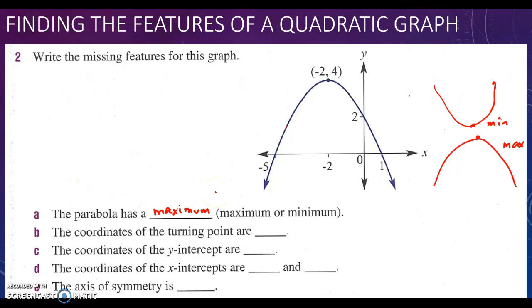Looking at part B, the coordinates of the turning point. Now the turning point is simply that, where the graph actually flips over from going up to going down. So our turning point is this one here. It's also known as the vertex or vertice. Thirdly, the coordinates of the y-intercept. Now the graph cuts the y-axis at this point here.